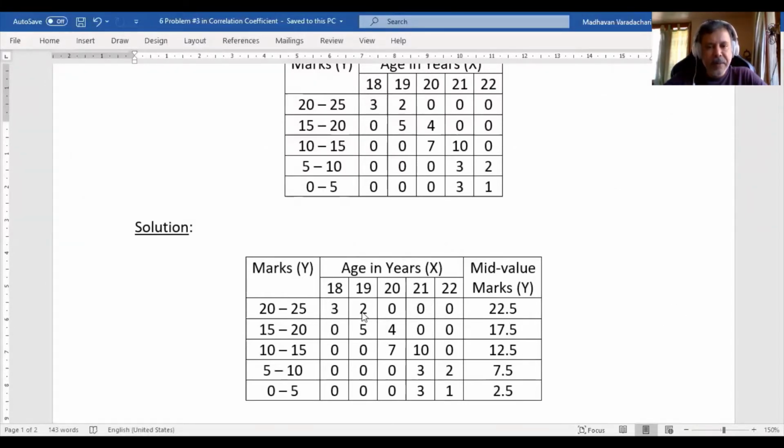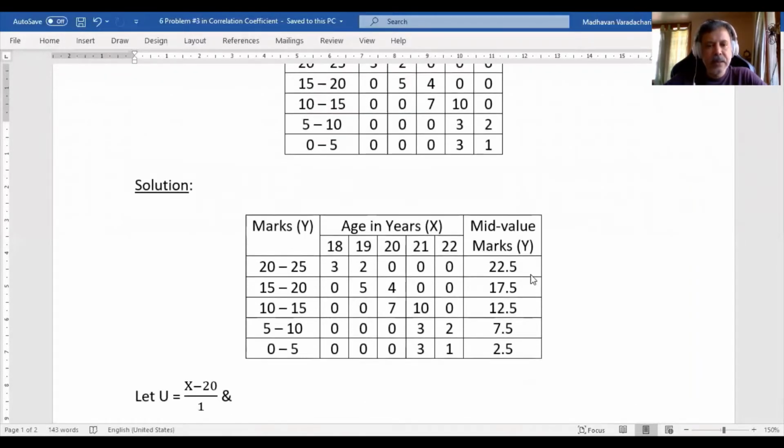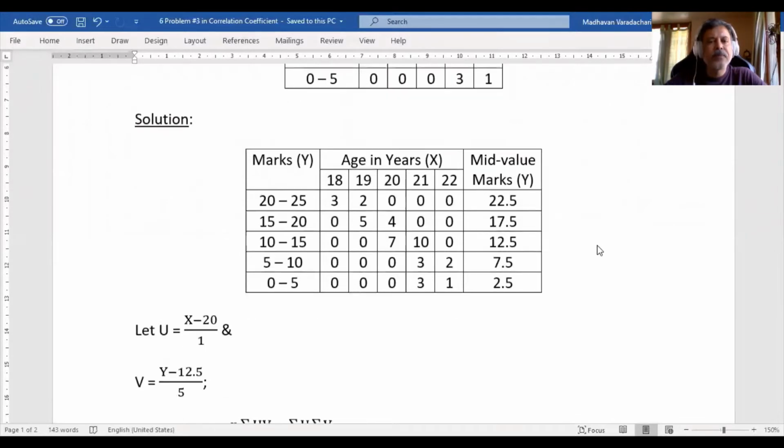These are the frequencies, whatever is inside the table: 3, 2, 0, 0, all these are the frequencies. Means if the age is 20 years and the marks 15 to 20, the number of people who scored in that range, in that particular block, is 4, right? So likewise, we had been given this.